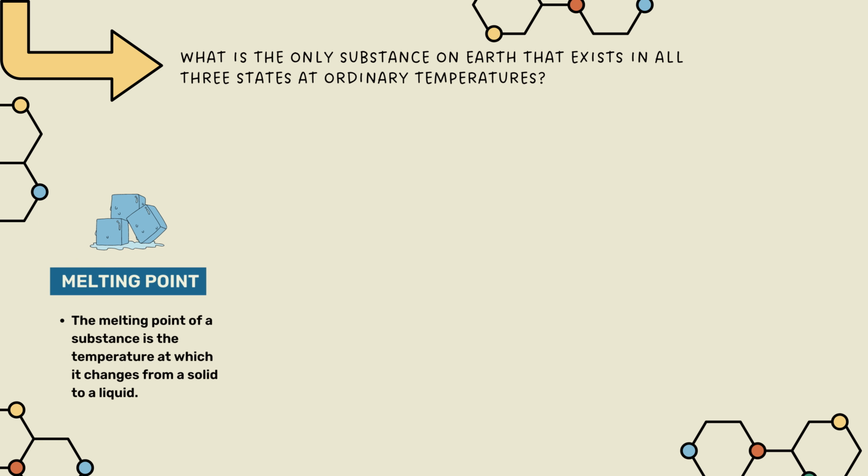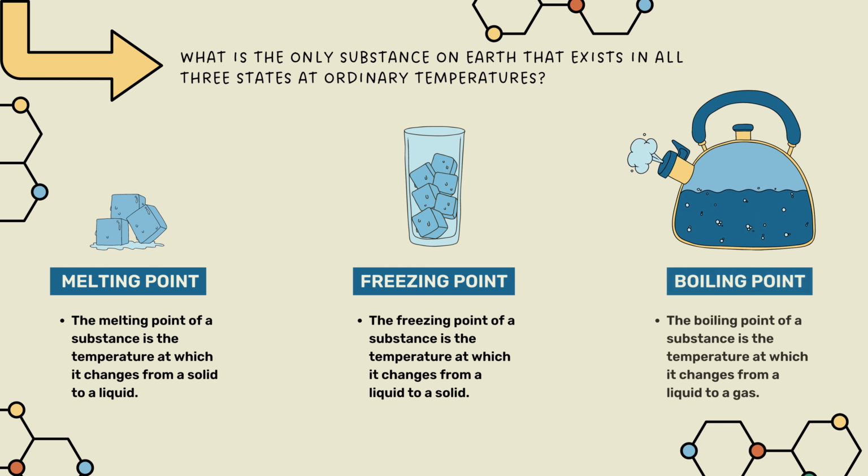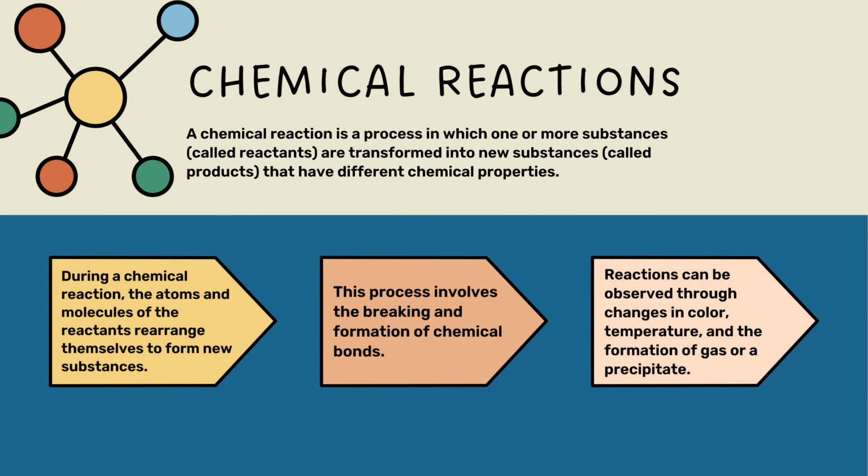First is melting point. The melting point of a substance is the temperature at which it changes from a solid to a liquid. Second is freezing point. The freezing point of a substance is the temperature at which it changes from a liquid to a solid. And third is boiling point. The boiling point of a substance is the temperature at which it changes from a liquid to a gas.